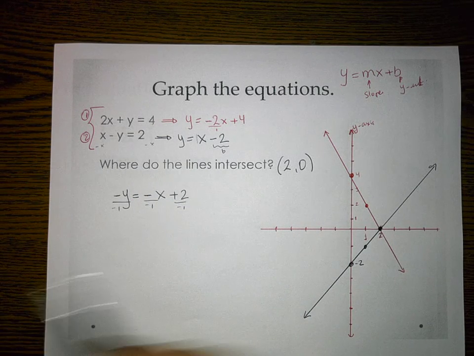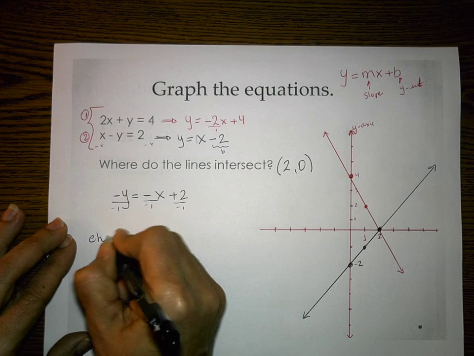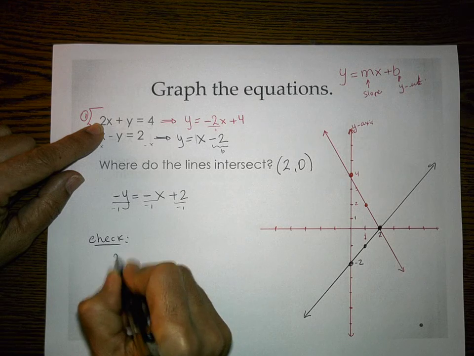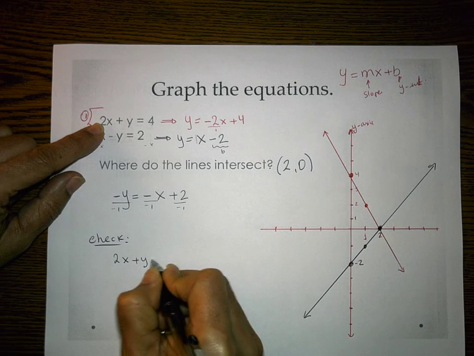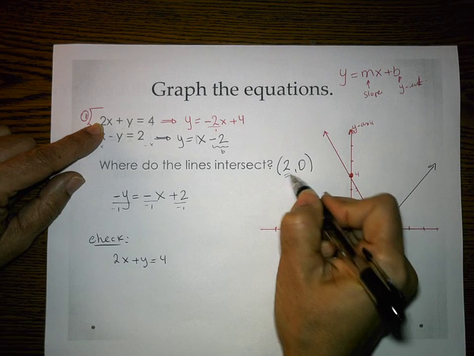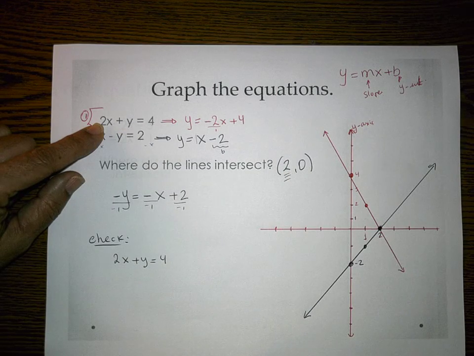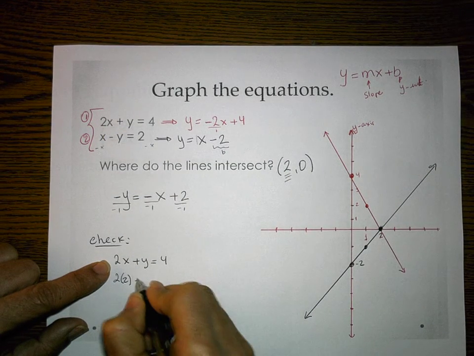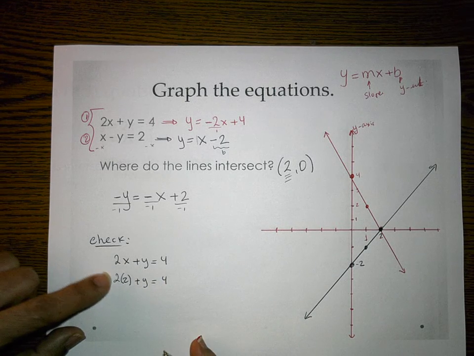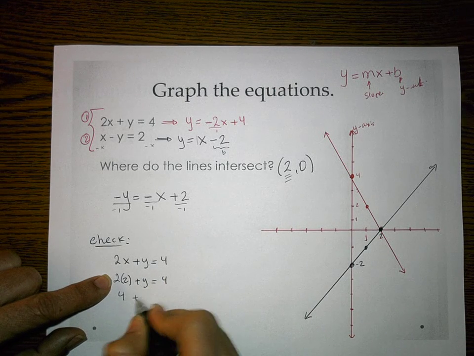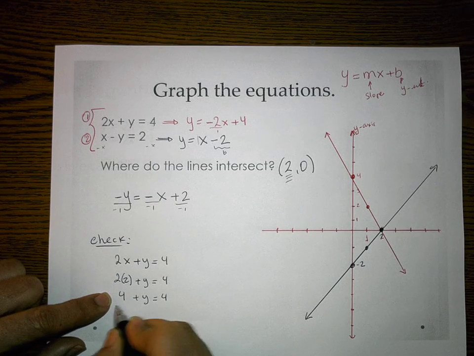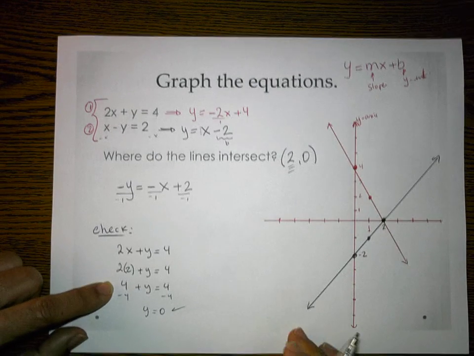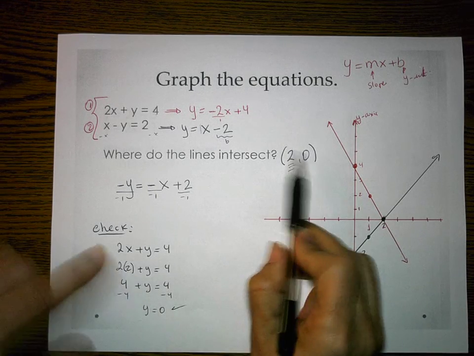So if you want to check your point to see if it works, you can grab the first equation, 2x plus y equals 4. Plug in a 2 for x. See if you get 0 for y. 2 times 2 for x plus y equals 4. 2 times 2 is 4, plus y equals 4. When you subtract 4 from both sides, y equals 0. It worked. Okay? So I just plugged in 2 for x and I got 0 for y.